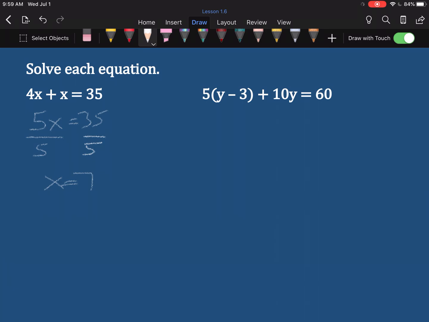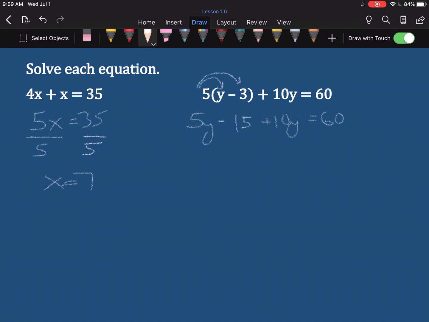This next guy, we have to recall something that we haven't done in a while, and that is distribution. We have to take this 5 and, by multiplication, give it to both the y and the 3. So 5 times y is 5y minus 5 times 3 is 15. The rest of the expression just comes along for the ride right now.